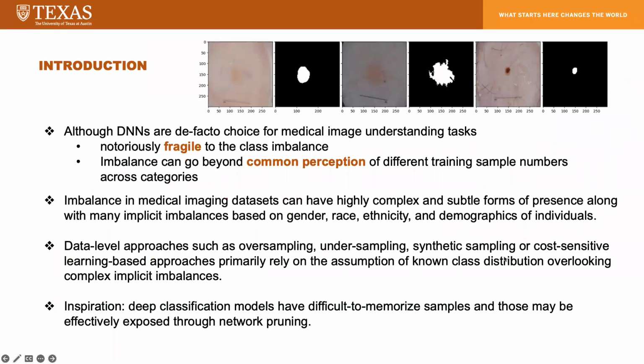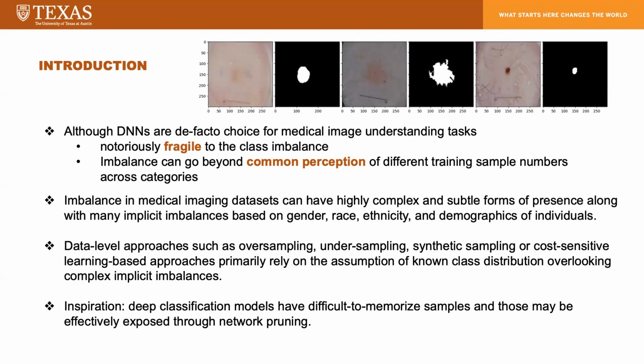Deep neural networks have rapidly become a de facto choice for medical image understanding tasks. However, DNNs are notoriously fragile to class imbalance in medical image classification, and it amplifies when it comes to more sophisticated tasks such as pathology localization, as imbalance in this task has a highly complex and implicit form of presence. For example, different pathologies can have different sizes or colors, different underlying demographic distributions, and in general, different levels of difficulty to recognize them, even in a meticulously curated balanced distribution of training data.